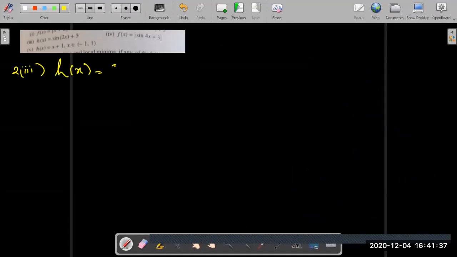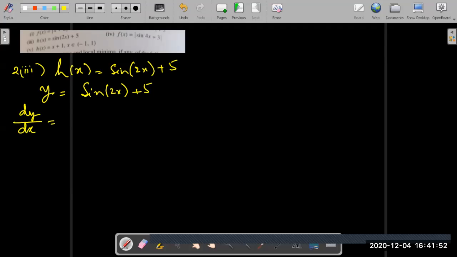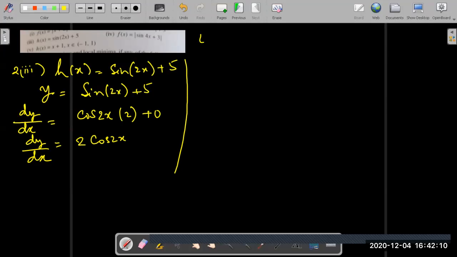H of x equals sine 2x plus 5. Let's say y equals sine 2x plus 5. dy by dx equals cos 2x multiplied by 2 plus 0, so basically this is 2 cos 2x. Now equate dy by dx to 0. Then you have 2 cos 2x equal to 0.